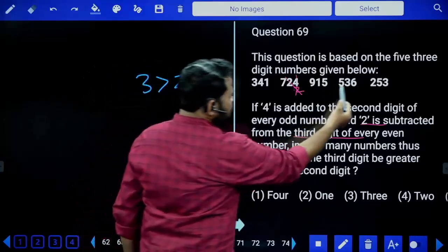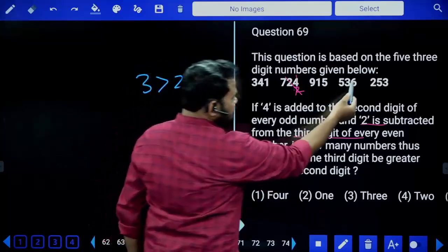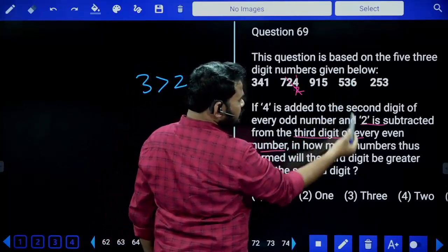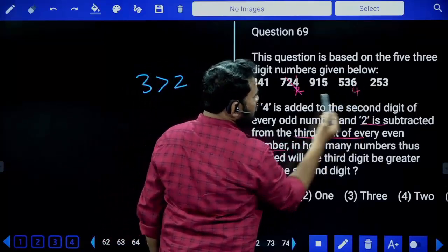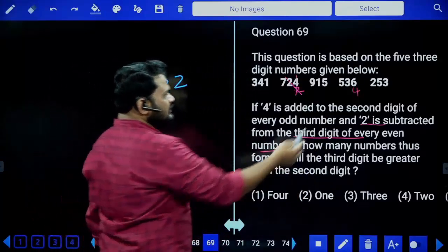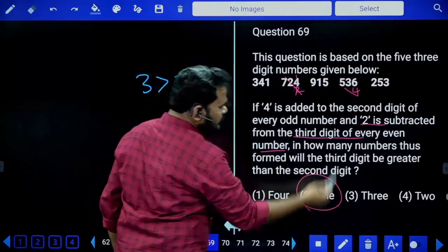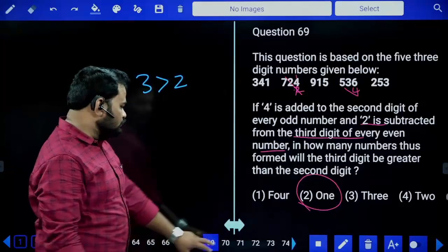The next even number is 536. So 2 is subtracted from the third digit. 6 minus 2 is 4. So therefore the third digit is greater than the second digit. The third digit is 4. 4 is greater than 3. So we have only one such case, that is there in option number 2.